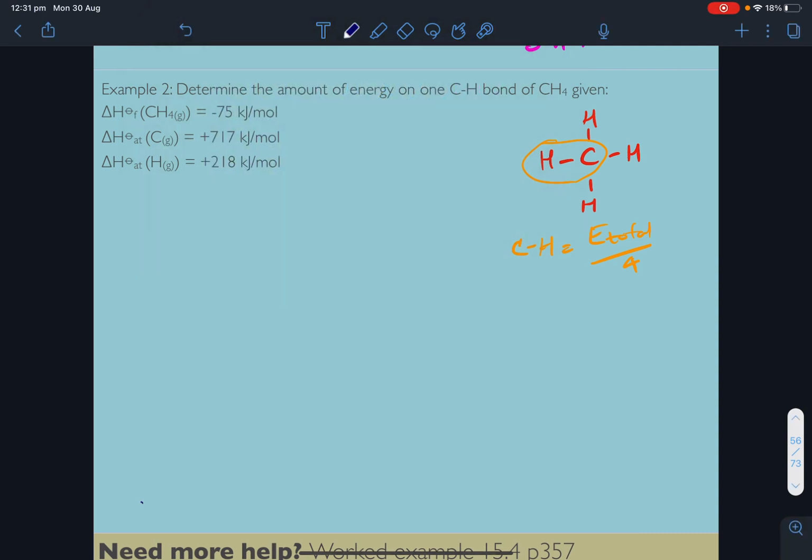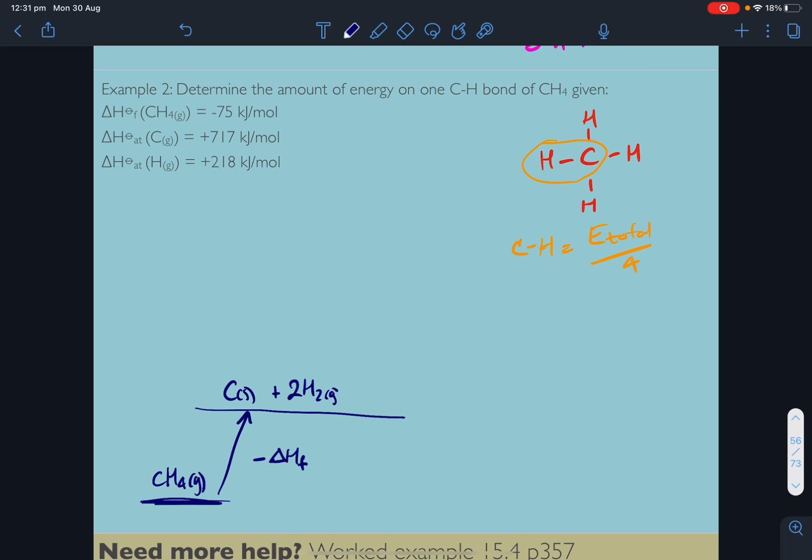So we're starting down here at CH4 gas, or methane gas, and we're going up to a point which is the negative heat of formation of methane. So carbon in its natural state is just carbon solid. And we've got 4 hydrogens, so that's 2 H2 gas. Hydrogen's found as H2. So that's the heat of formation level.